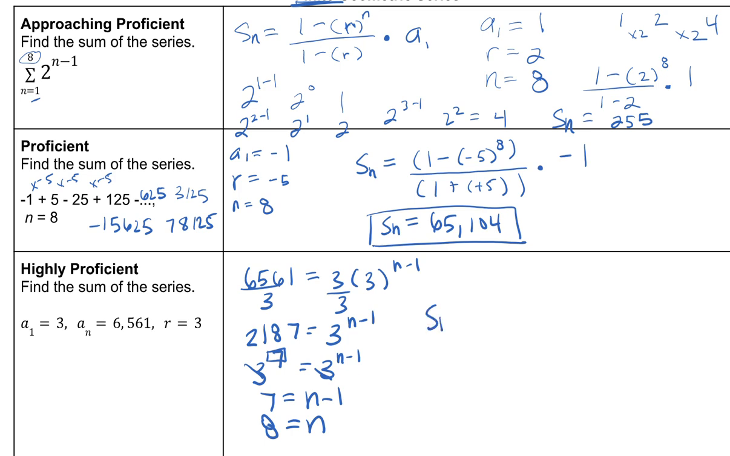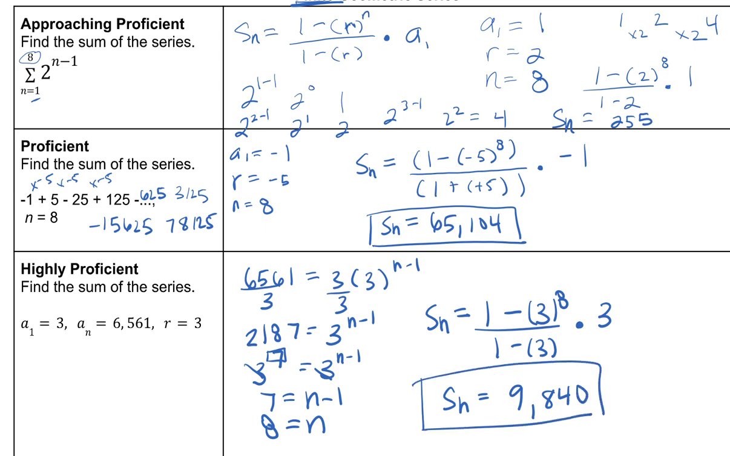Now I can do the formula. 1 minus r to the 8th divided by 1 minus r times a1. Okay, 3 to the 8th, 1 minus that, divided by negative 2 times 3. 9,840. And that's how we do the geometric series.